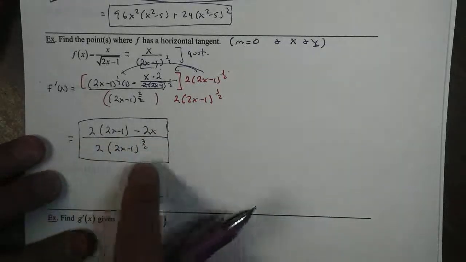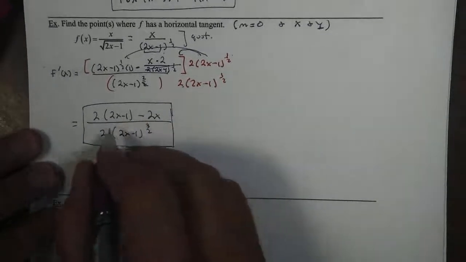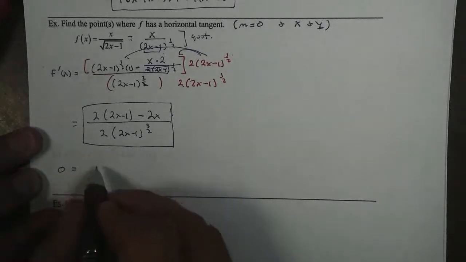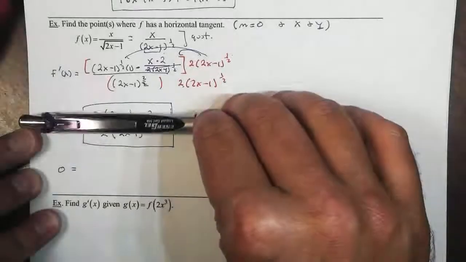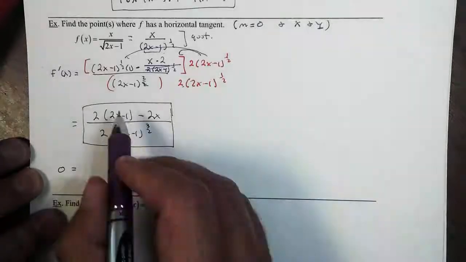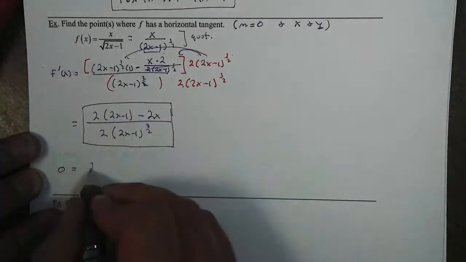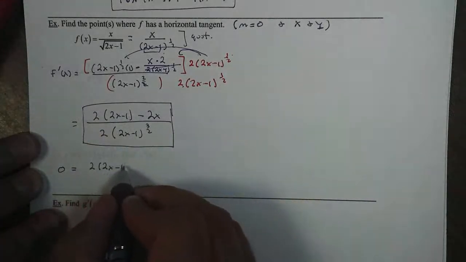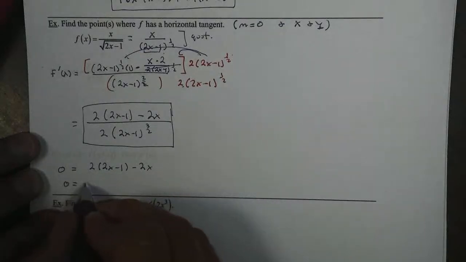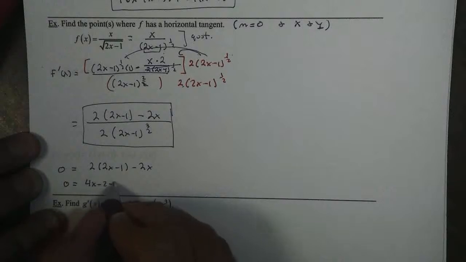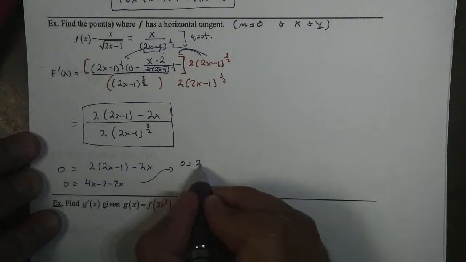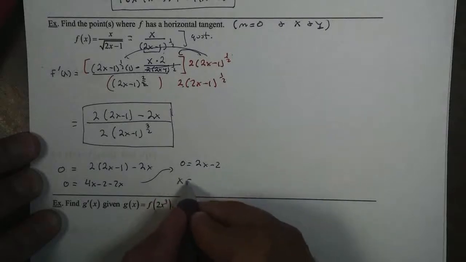Okay? Now, we're not done yet because we do have to set this equal to 0. Now, you might recall from our lesson yesterday, if I set equal to 0, I really don't care about the denominator here. We don't need that. But I do need to set the top equal to 0. 2 times 2x minus 1 minus 2x. Solve that, of course. We get 0 equals 4x minus 2x, or should have gone faster with this one. 0 equals 2x minus 2. X, of course, equals 1.